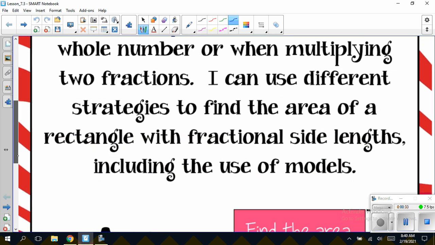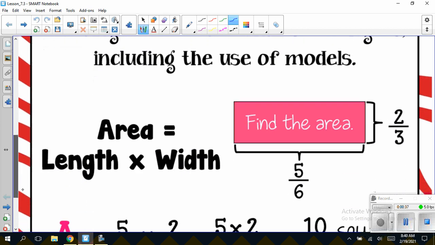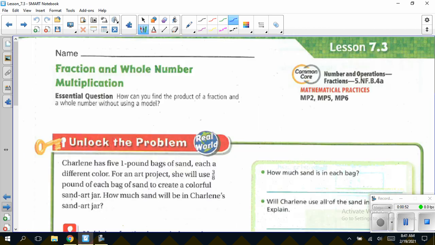I can use different strategies to find the area of a rectangle with fractional side lengths, including the use of models. We are not going to be finding the area just quite yet. That will happen later on in this chapter, but it is falling all within the same standard. Like I said, today we are working with fractions and whole number multiplication. Our essential question is asking, how can you find the product of a fraction and a whole number without using a model?